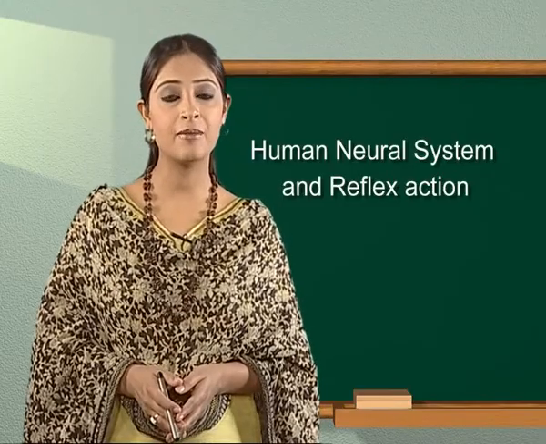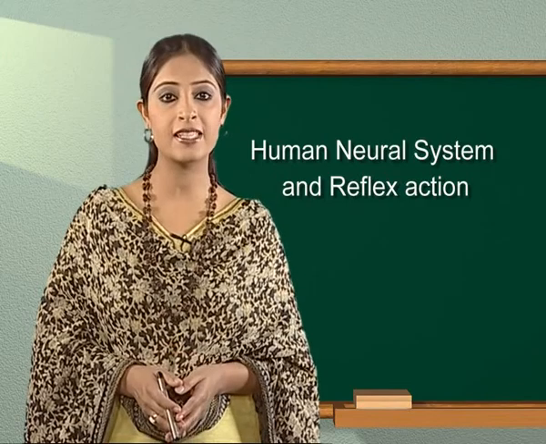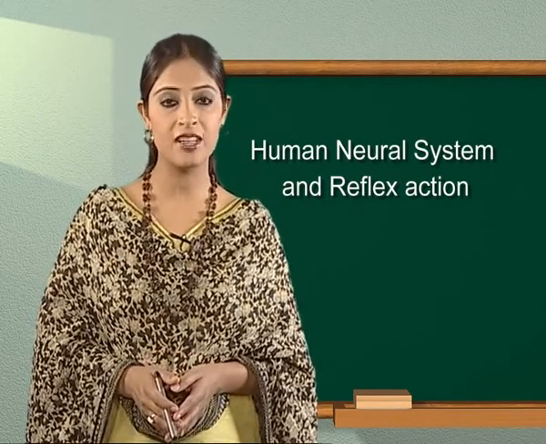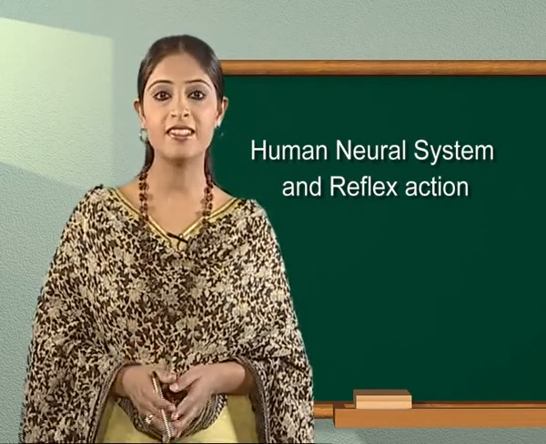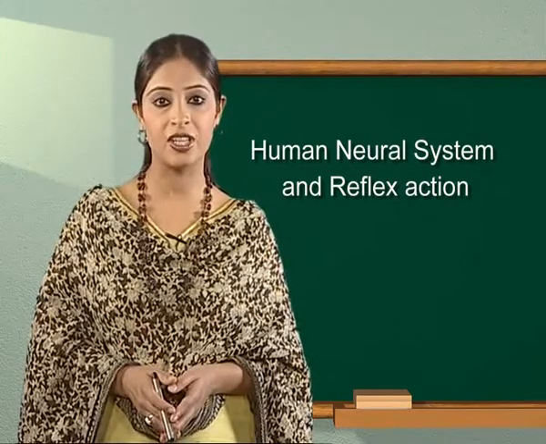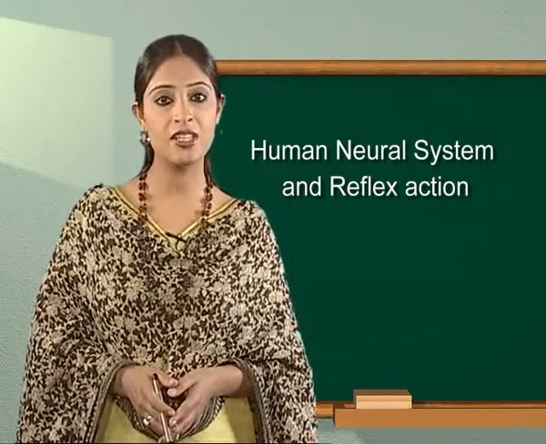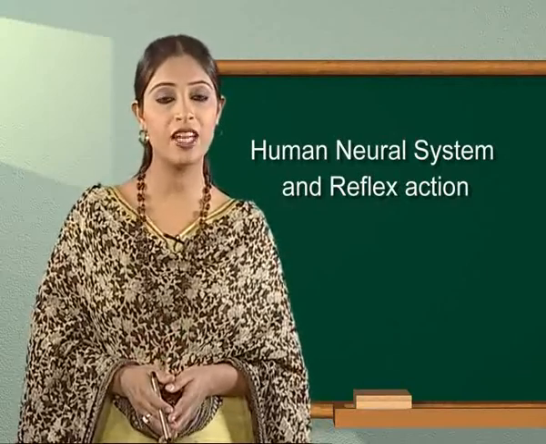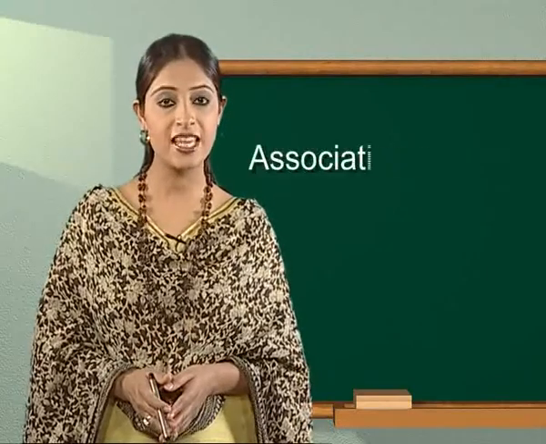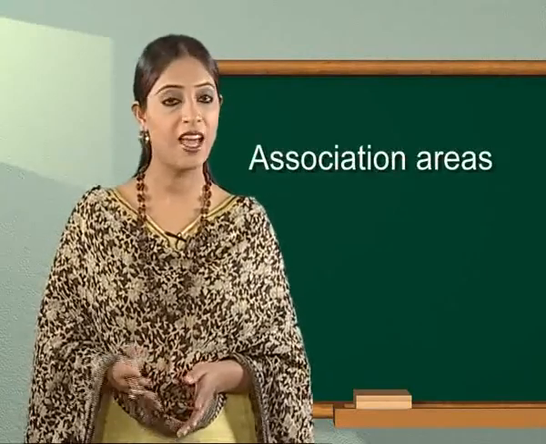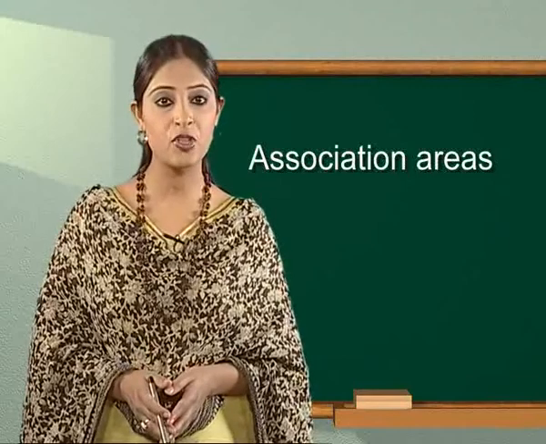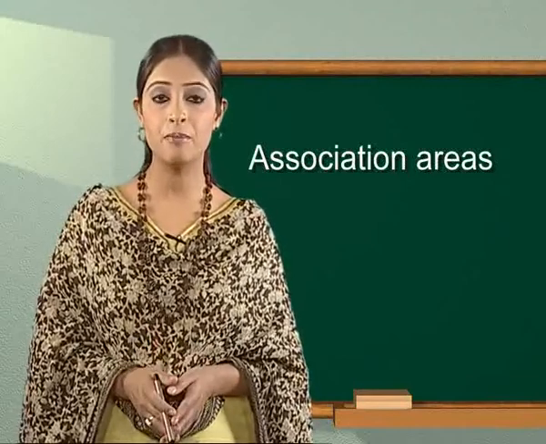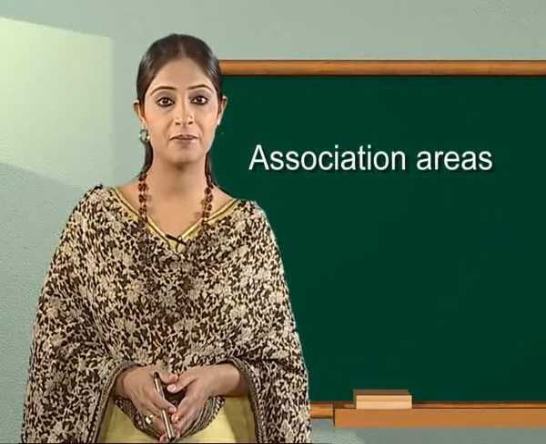We saw that some areas of cerebral cortex are responsible for motor activities, while the others are sensory in nature. But there are large regions which are neither clearly sensory nor motor in function. Such areas are known as association areas. You know these areas are responsible for processing of multisensory information.